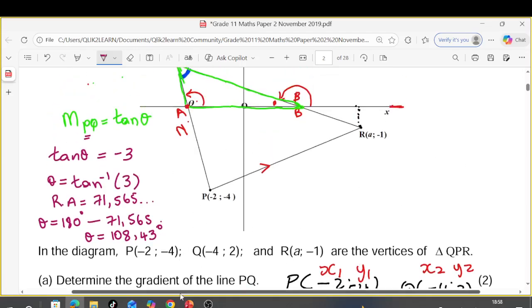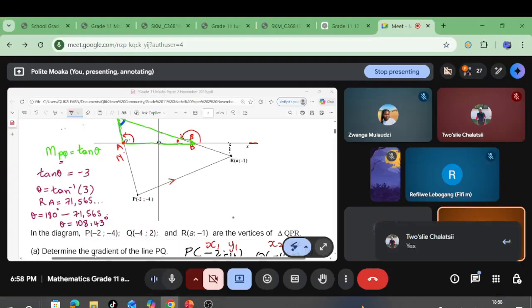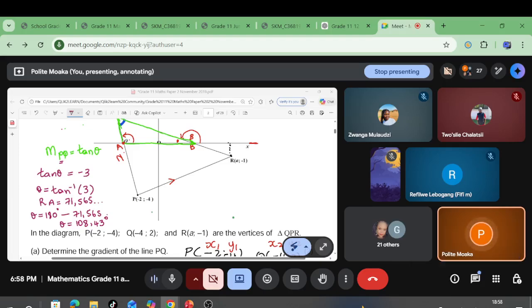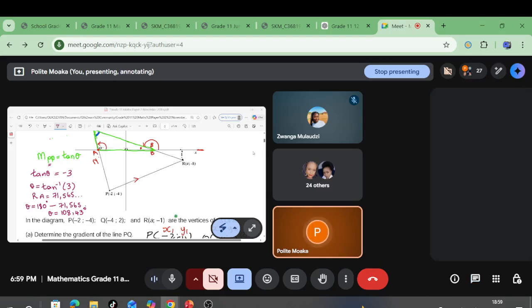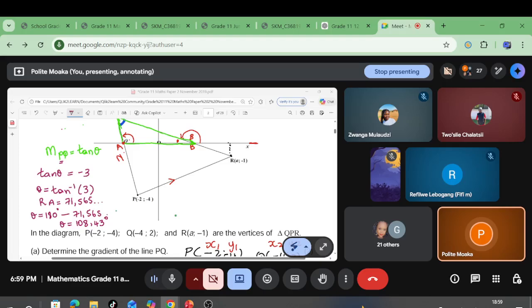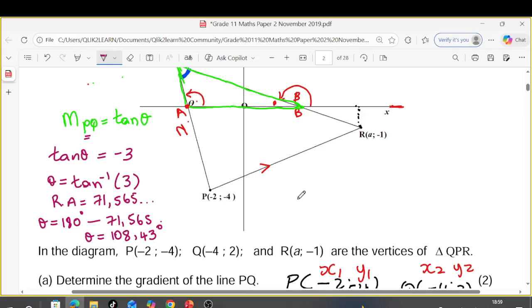Always remember, let's make sure that we don't forget this information. If the gradient is negative, your angle theta will be equal to 180 minus the reference angle. How do we find the reference angle? We use the inverse. Tan inverse, inside the bracket we put 3. I hope everyone is happy about how we got theta.